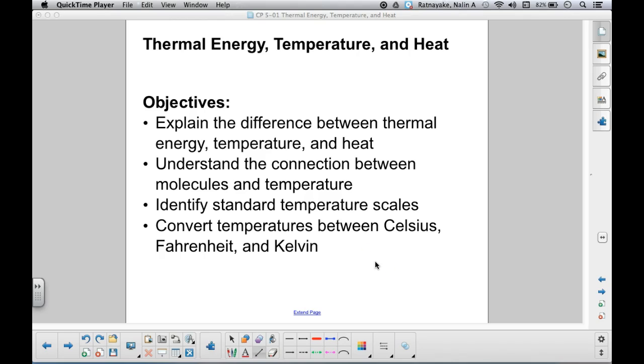You don't need to worry about Rankine because nobody really uses Rankine. But can you convert between temperatures that are given in Celsius, Fahrenheit, and Kelvin? If you're given a temperature in one, can you convert to the other? And you can do that using the equations that were mentioned in this lecture.